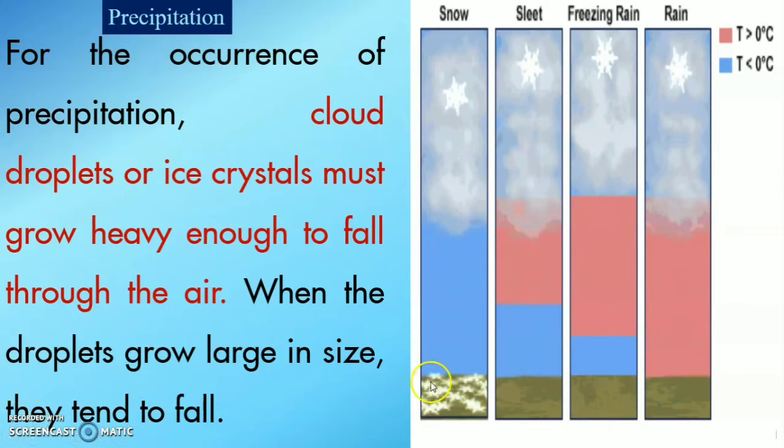See children, the atmosphere is mixed with particles of dust and smoke. Now these particles are called condensation nuclei. These condensation nuclei provide a surface for the water vapor to condense upon. This helps the water droplets gather together and become large enough to fall to the earth. So the cloud droplets or ice crystals must grow heavy enough for precipitation to take place. Is it clear, children?